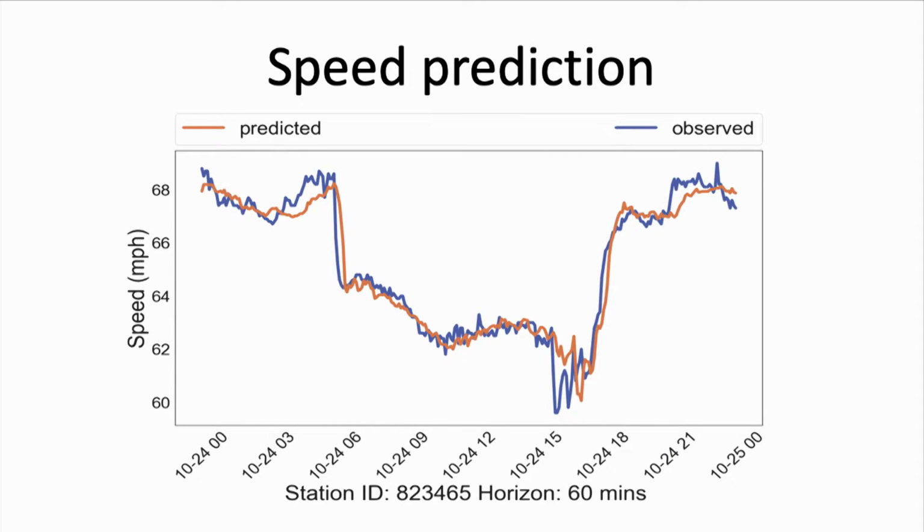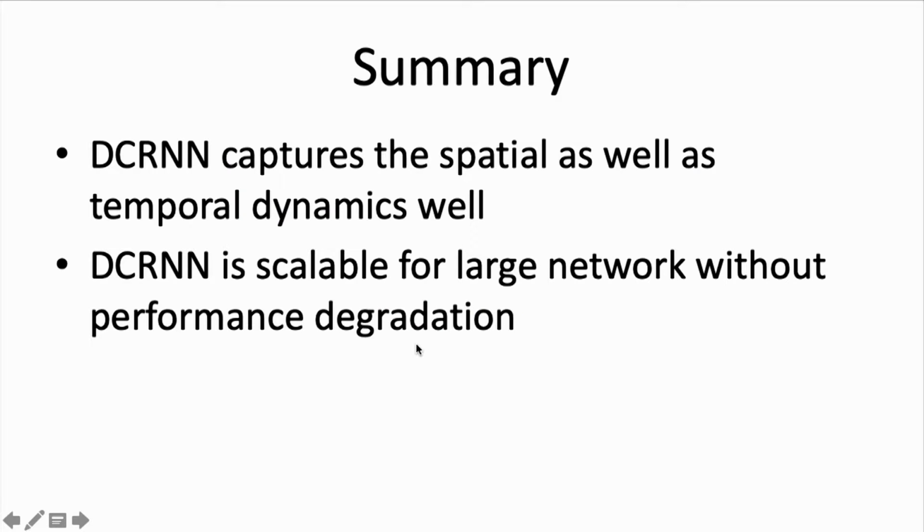If I zoom in and look at one day of prediction particularly, this is the one day prediction where DCRNN is following the observed traffic of a day. So in summary, DCRNN captures the spatial and temporal dynamics together very well, and it can be scalable up to 12K nodes without any performance degradation.